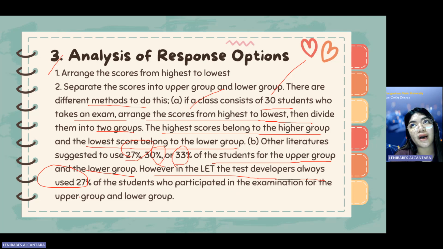Of the students who participated in the examination, for the upper group and then the lower group, halimbawa, 60 estudyante mo. So, 60 times 0.27. Hindi mo siya pwedeng i-multiply na naka-percentage. Kailangan mo siyang i-decimal. So, halimbawa, 60 yung estudyante mo, you have to multiply it to the decimal, to this one in decimal na. So, 0.27. Okay?